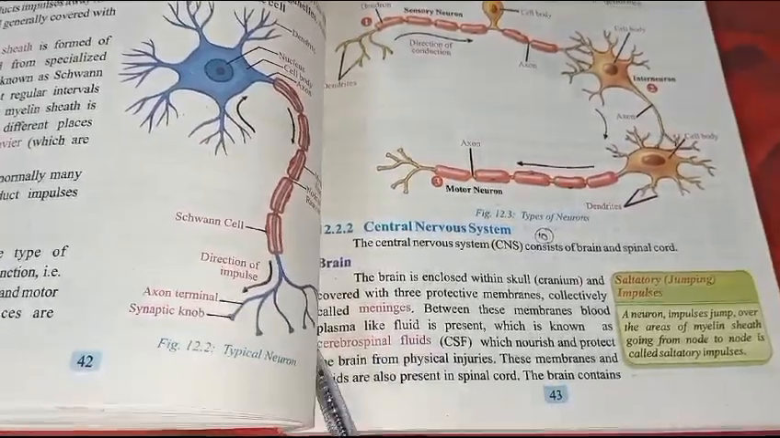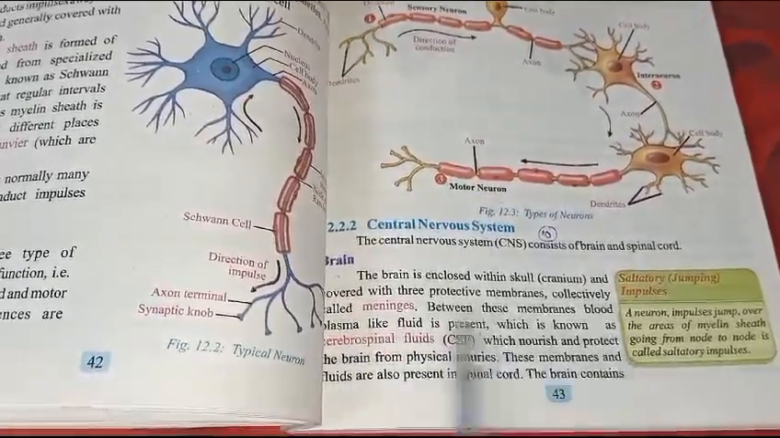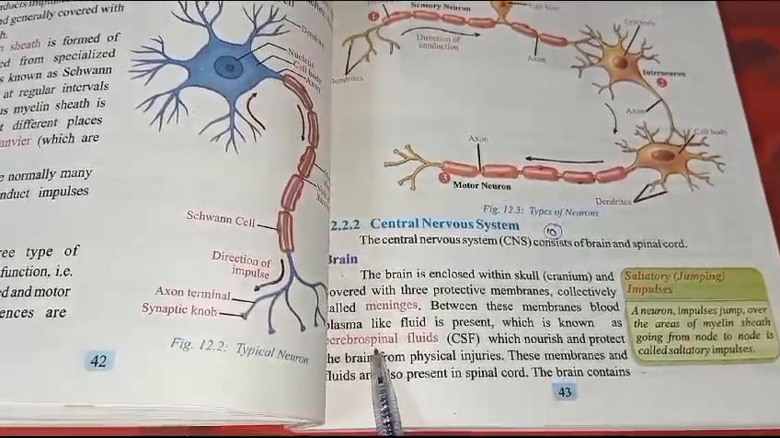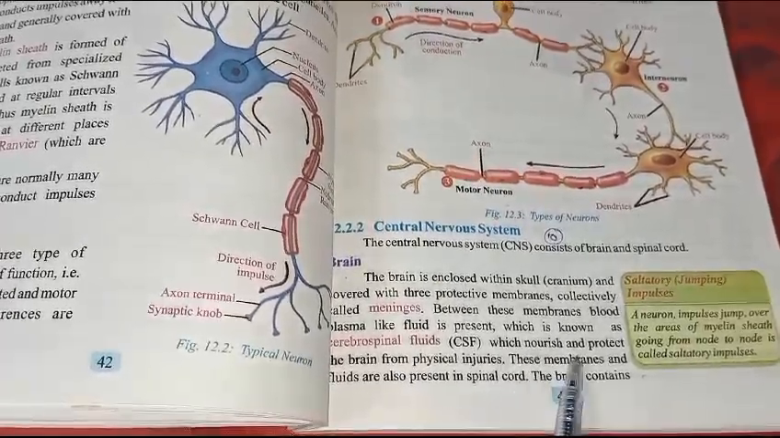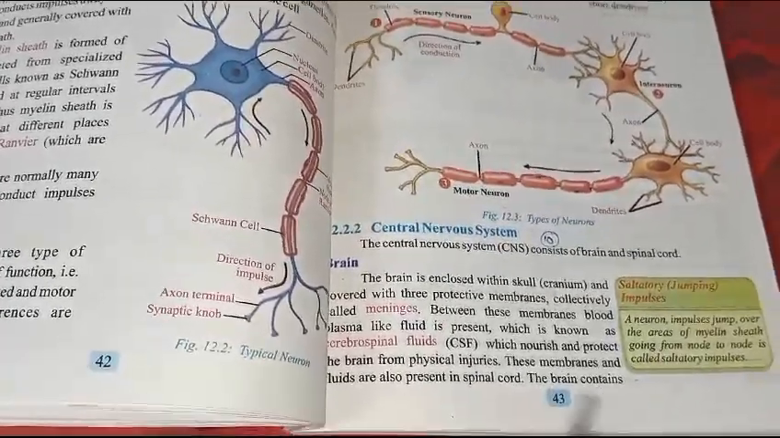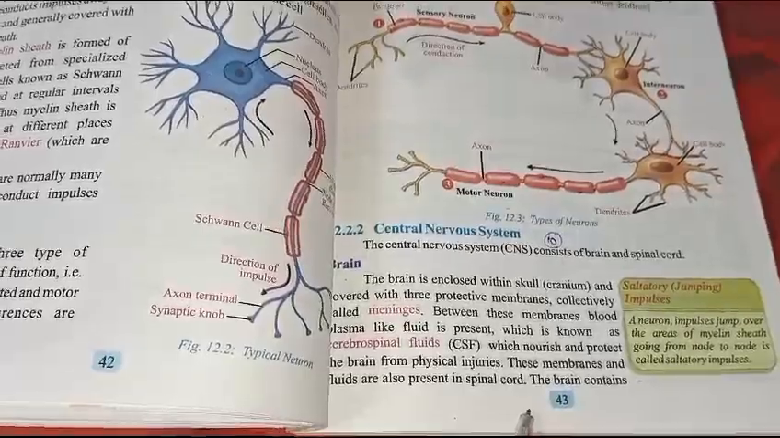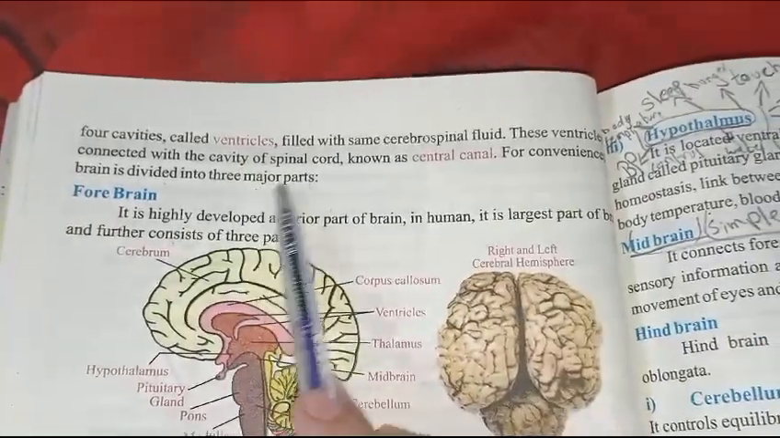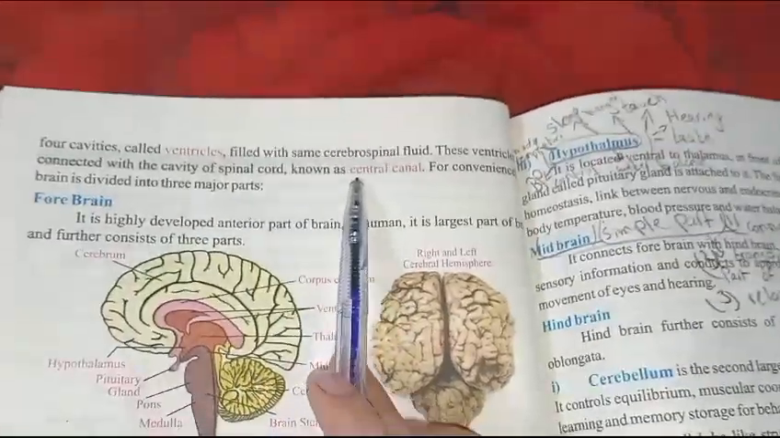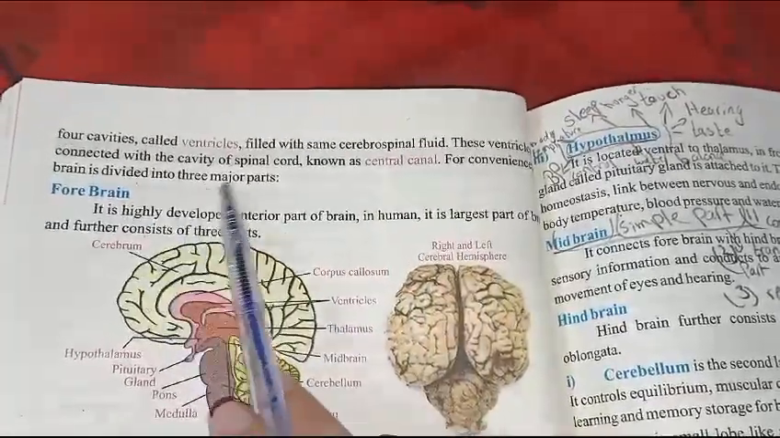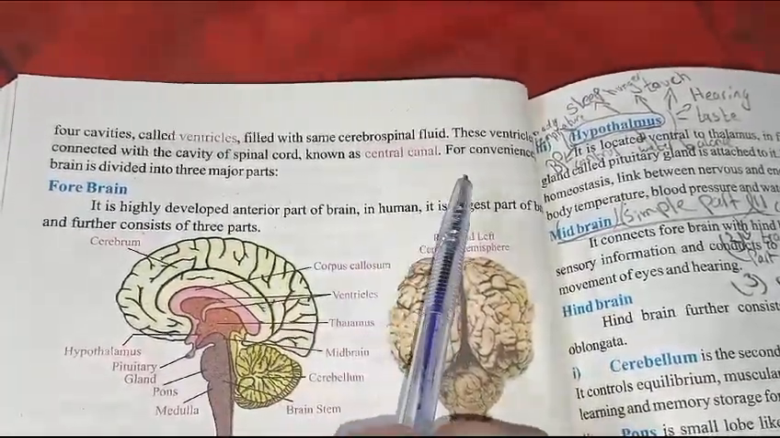Between these membranes, blood plasma-like fluid is present, which is known as cerebrospinal fluid, CSF, which nourishes and protects the brain from physical injuries. These membranes and fluid are also present in spinal cord. The brain contains four cavities called ventricles filled with same cerebrospinal fluid. These ventricles are connected with the cavity of spinal cord known as central canal.